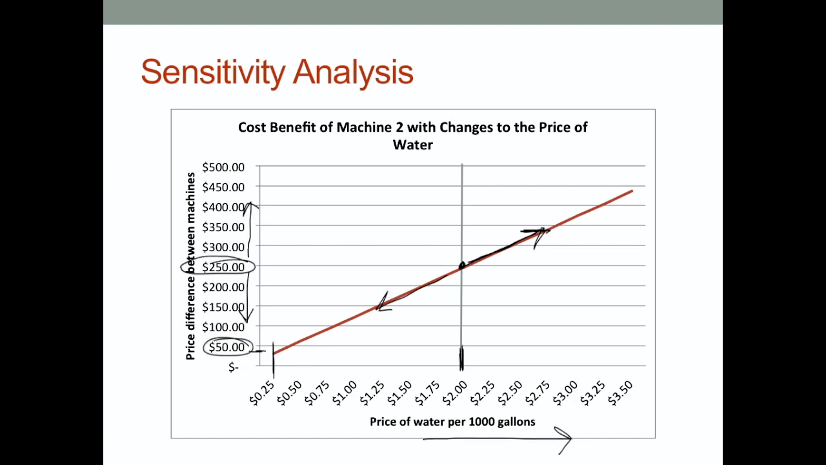So this is an example of how there were many different variables that go into the life cycle costs of these washing machines. And we just looked at changing one. So the sensitivity of our outcome, our price difference, to changes in one of the variables. Our price of water was the variable that we looked at. This is a very simple sensitivity analysis, but it was effective.